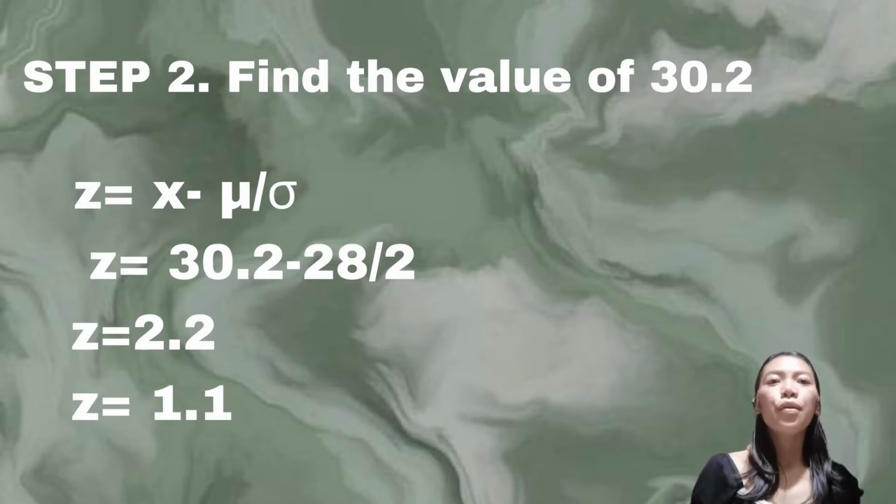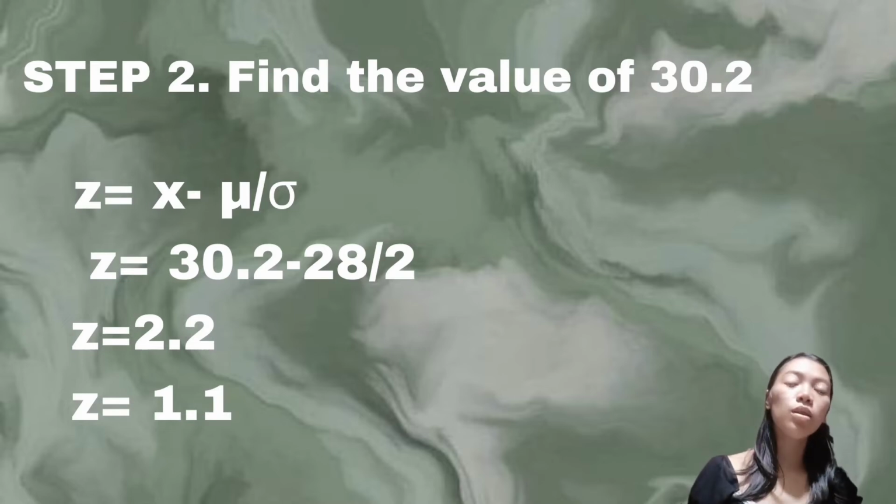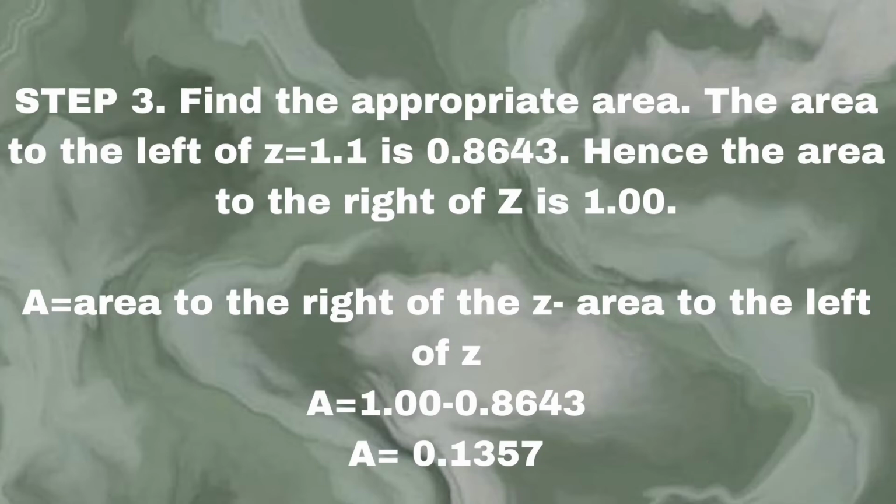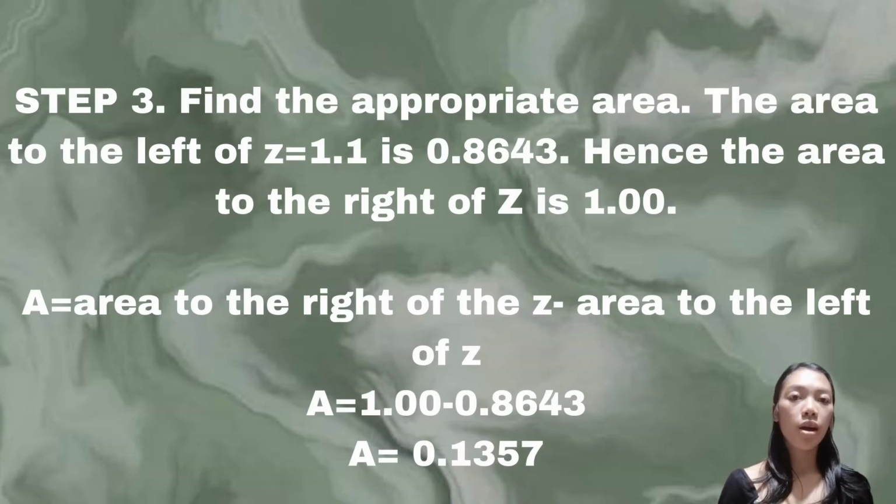Okay, step 2. Find the z value for 30.2. Again, class, the formula we use is z equals x minus mean over standard deviation. So, we have z equals 30.2 minus 28 divided by 2, and the result is 1.1. Let us move forward to step 3. Find the appropriate area. The area to the left of z equals 1.1 is 0.8643.